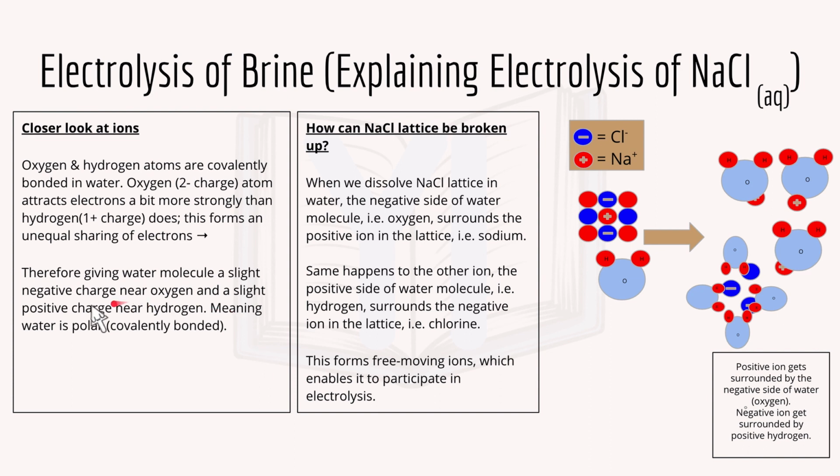And we'll touch on this in A-level chemistry and not IGCSE chemistry. And how can the NaCl lattice be broken up? As I talked about in the first few slides, you can have a read of what happens when it dissolves. Positive ions get surrounded by the negative side of the water, the oxygen, and the negative ions by the hydrogen on the other side.